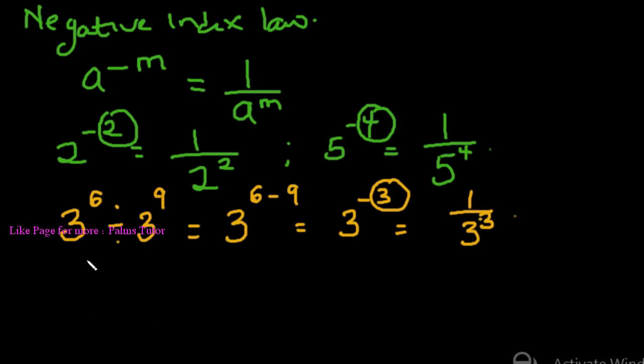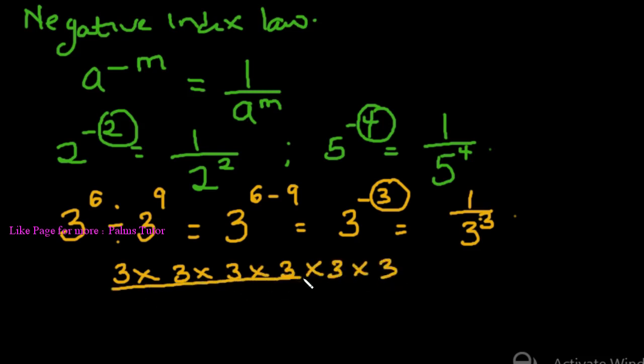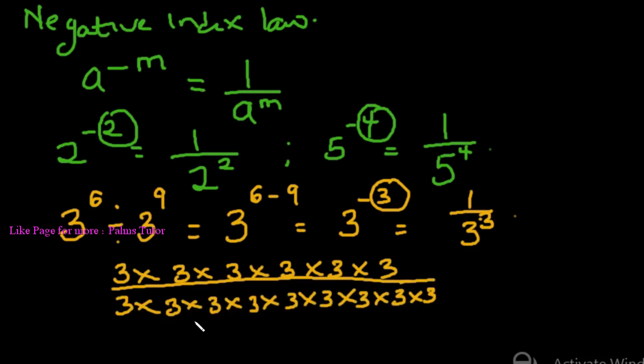Let me give you a demonstration of that. If I don't want to use the laws of indices, I have 3 multiplied by 3, multiplied by 3, multiplied by 3, multiplied by 3, that will be in 6 places, multiplied by 3. So this is 3 multiplied by 3 in 9 places. Let's begin to cross out. This cancels this. This cancels this. This will cancel this. We have this crossed out, crossed out, crossed out. So here we have 1. We have 3 left, right? That will be 3 to the power of 3. As you can see, same answer.